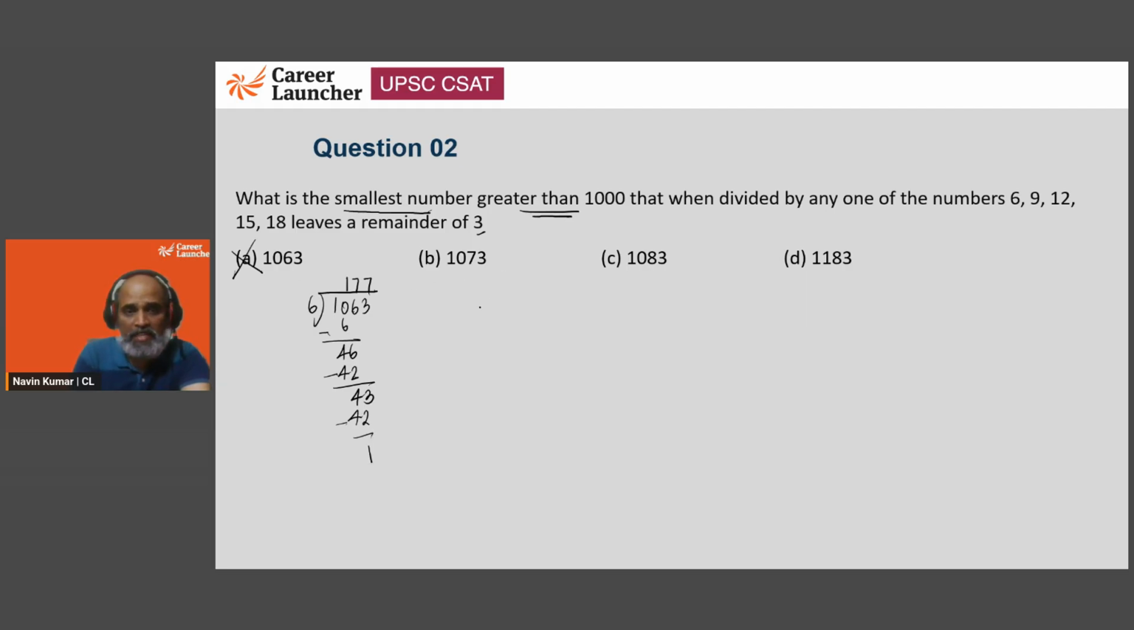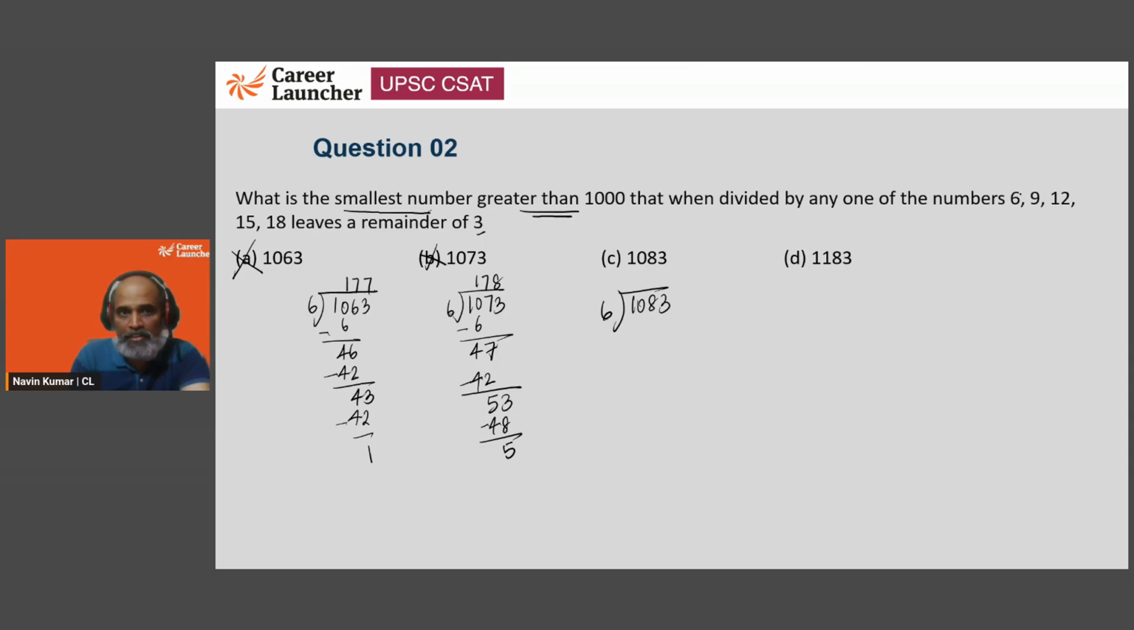Let's check 1073. 1073 when divided by 6, 1 times, so we will have 47. This will go 7 times, so this is 52, then 53. 8 into 6 is 48. If we subtract, we get 5 as the remainder, not 3. So this is also not our answer. Now, let's look at 1083.